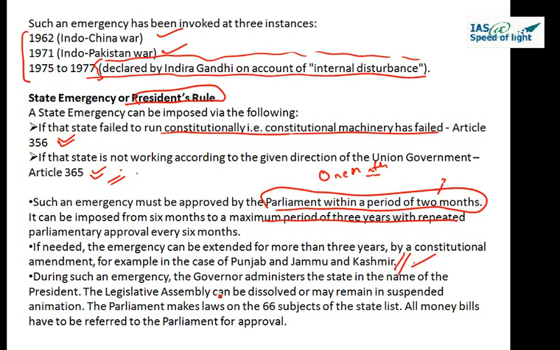During such an emergency, the governor of that particular state administers the state in the name of the president, and the legislative assembly can be dissolved or it may remain in suspended animation. Parliament now will have the power to make laws on all the state subjects which are there in the state list.